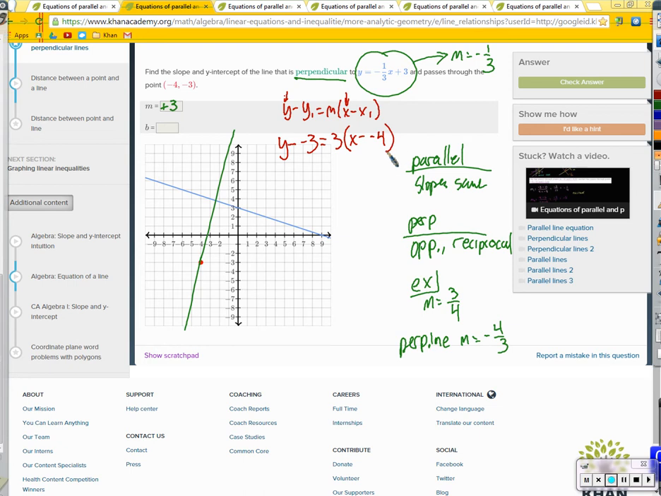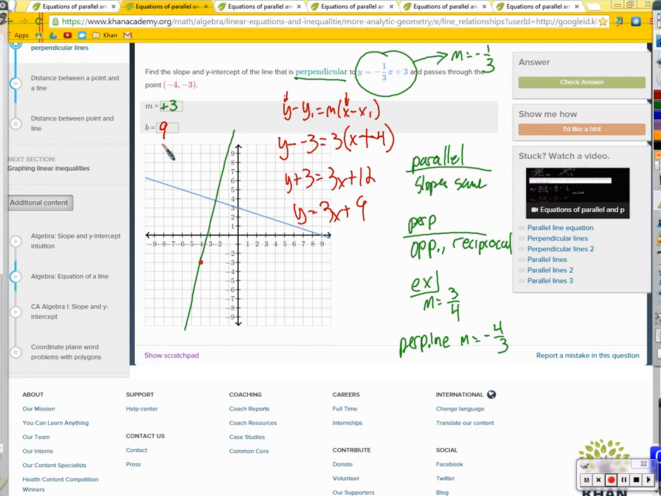Well, that's the x for the point on the line. Y plus 3 equals, because this is going to be positive, so we have 3x plus 12. We want y by itself, so it'll look like y equals mx plus b, so that we'll know what b is. So subtract 3 from both sides, 3x plus 9. So what's b? B is 9. Slope is 3, y-intercept is 9.